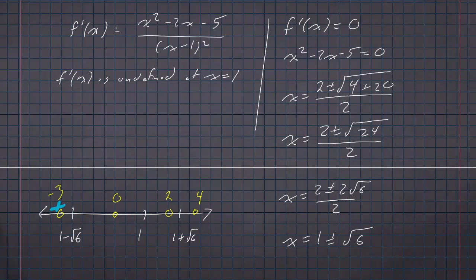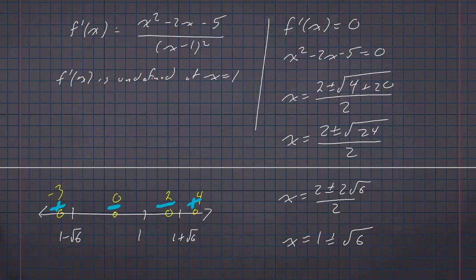Put in 0, I get negative 5 over something positive, which is going to be negative. Put in 2, I'll get 4 minus 5, which is negative. And put in 4, I get 16 minus 8, which is 8, minus 5, which is 3. Again, something squared is always positive. So positive divided by positive is positive.